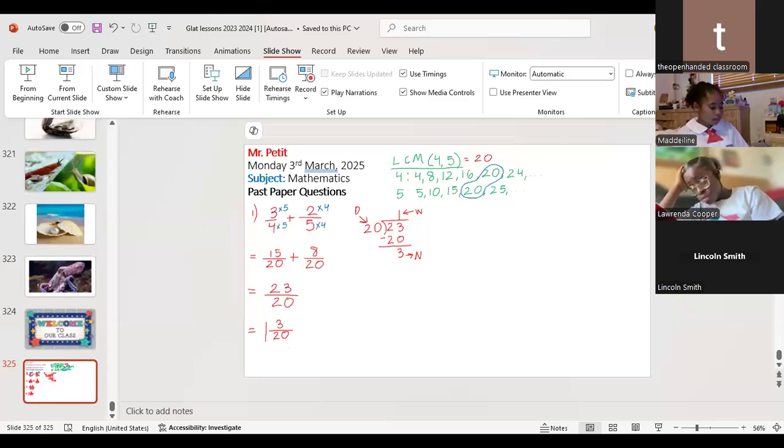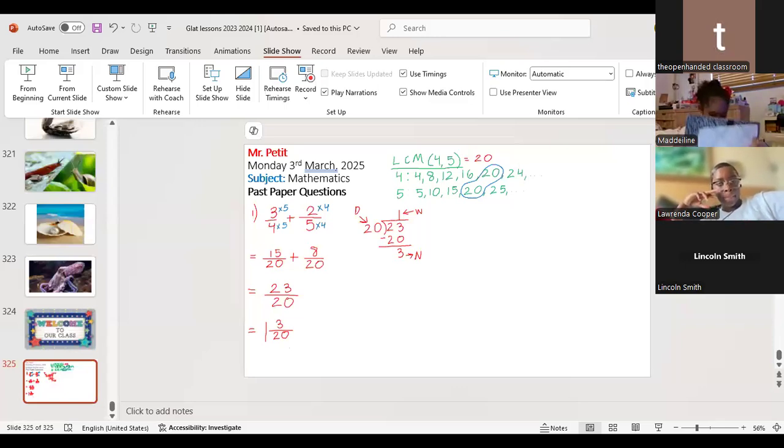But we don't stop there because it's an improper fraction, so we have to change it into a mixed number. So what we do is we divide 23 by 20, and the only number that could go into 23 is 20. So it can go into 23 once. And so we subtract 23 by 20 and we get 3.